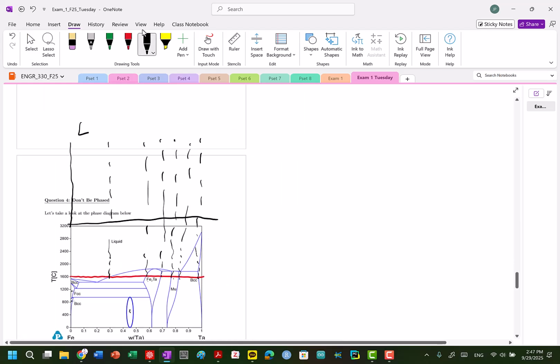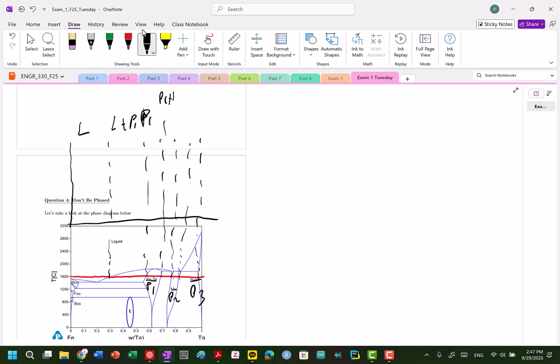So right here, we're liquid. Here, we're liquid plus phase 1. I'm going to call this my P1. Then we're pure P1, right? And then I'm going to call this P2, and this is P3. So in here, we are P1 plus P2. Then we're pure P2. Then we're P2 plus P3, and then we're P3.